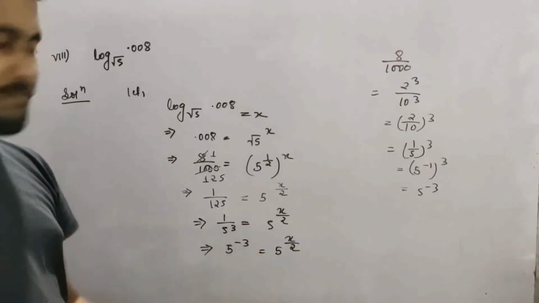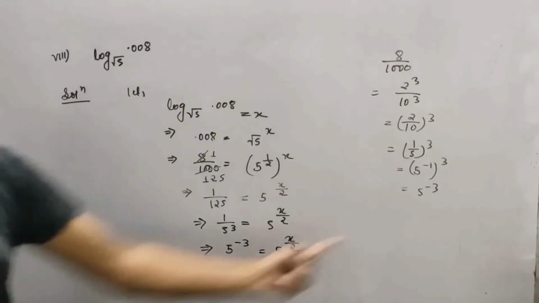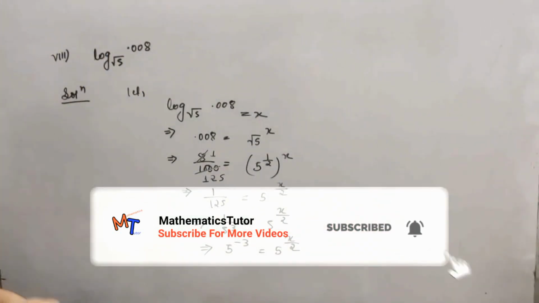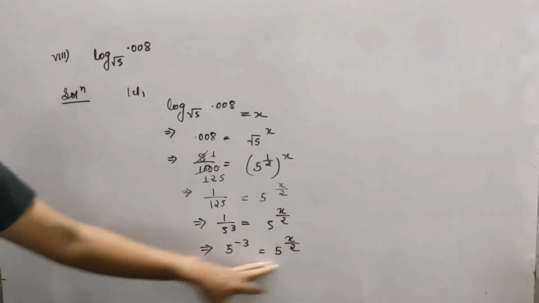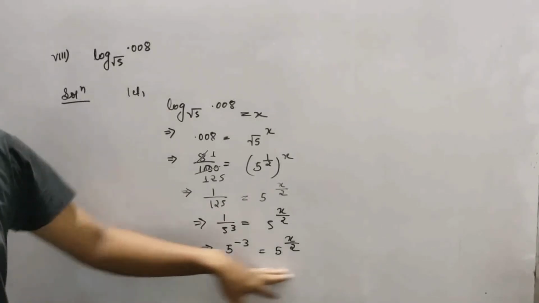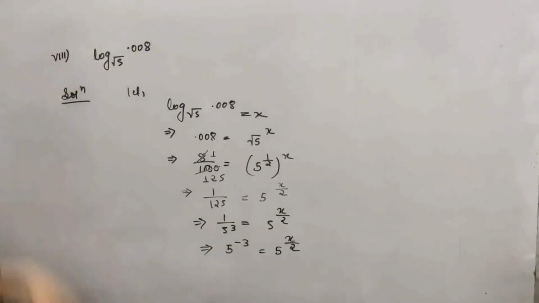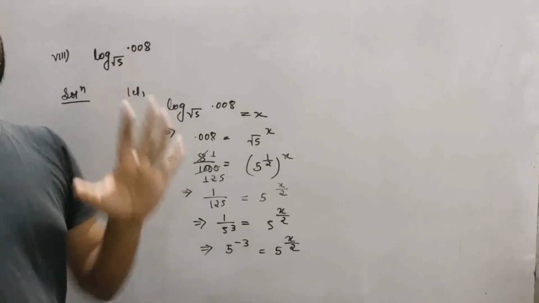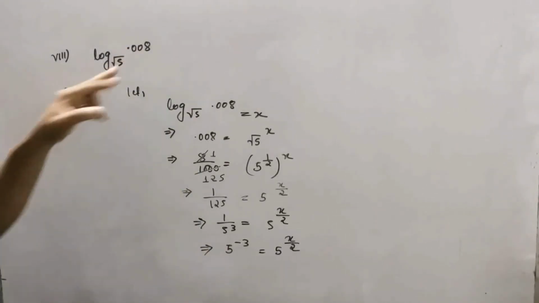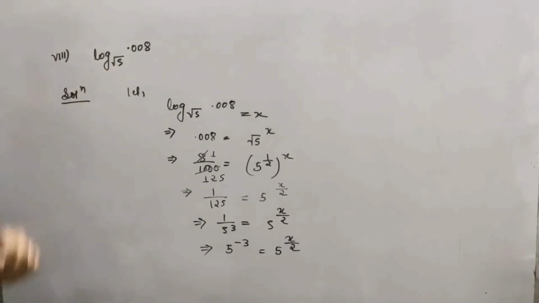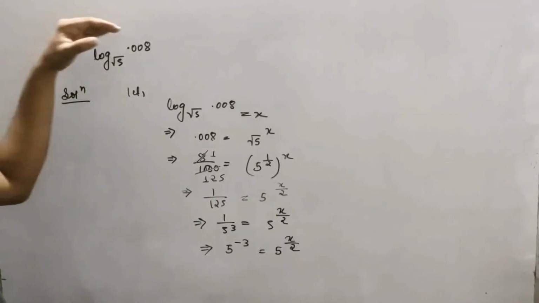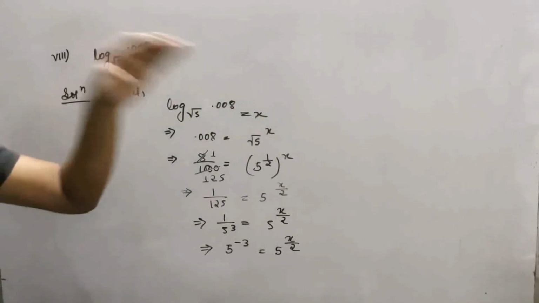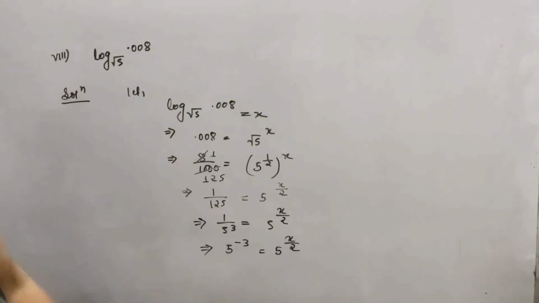Now again the base is same, so our power will also be same. Same thing over here, you can use any method you like. Now you know the relation. The base is 5, so you can do this one by change of base also. Your base will be 5. Over here also make the base 5. That is log 0.008 base 5 divided by log root 5 base 5. You will get the answer.